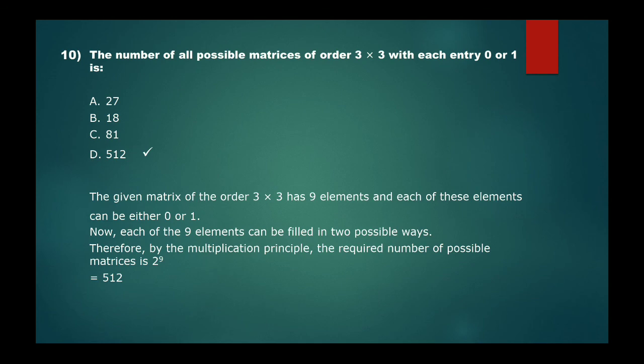So by this multiplication principle, the number of possible matrices is 2 power the number of elements it will have, whichever order the matrix is. So this is in the form of 2 power 9 because we have 9 elements, since it is a 3 cross 3 matrix. So 2 power 9 is 512. So our answer for this question is 512, option D, 512.